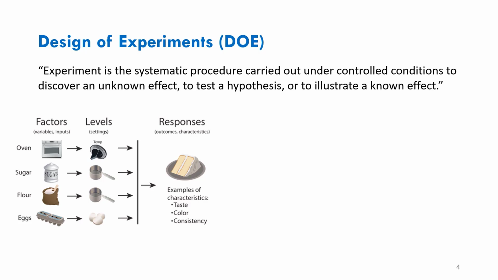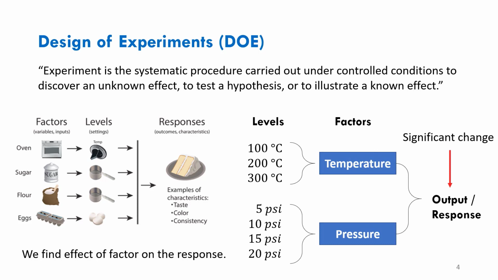These factors can be quantified with different levels. For example, the oven temperature is one of the factors that has an effect on the consistency of the cake. We can check by setting different temperatures such as 150, 200 or 250 degrees centigrade. Another example, let's say if we are experimenting to improve the strength of a material by changing the temperature and pressure. We can set 3 levels of temperature at 100, 200 and 300 degree centigrade, while 4 levels of pressure at 5, 10, 15 and 20 pounds per square inch.